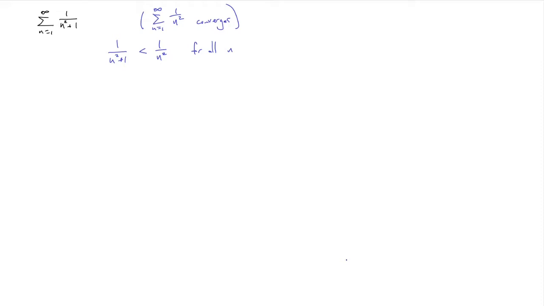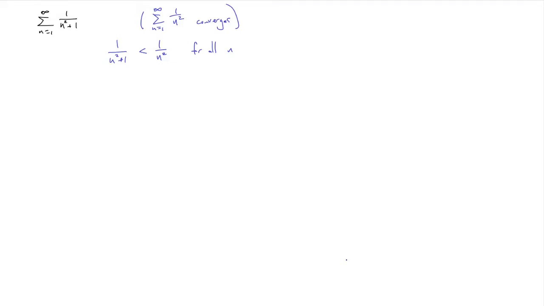Now, both of these series are defined as the limits of their sequences of nth partial sums, and the nth partial sums of the series on the right, 1 over n squared, have to each be bigger than the nth partial sums of the series on the left, 1 over n squared plus 1, because the terms are bigger. And since the series on the right, the p-series 1 over n squared, converges to some number, well, how could the series on the left possibly diverge?